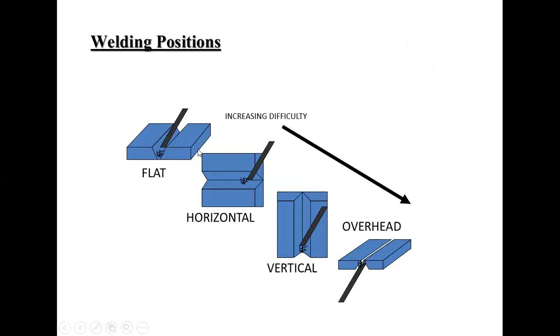Next, these are the common welding positions. This is the flat position, horizontal, vertical, and overhead. This direction denotes the increasing difficulty level. That means overhead welding is more difficult than flat welding.